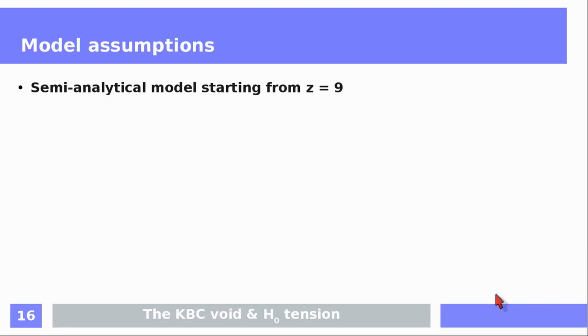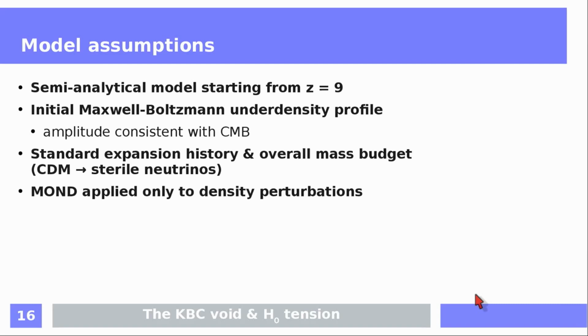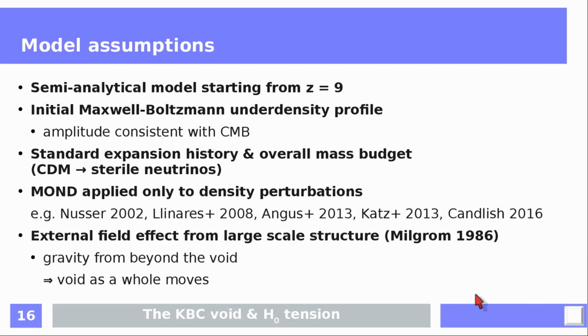So we set up now this cosmological MOND simulation, which involves the density contrast starting from redshift 9 up to present time, and motivated by the observation from Karachentsev, we assumed an initial Maxwell-Boltzmann under-density profile with an amplitude consistent with the CMB. As Indranil already explained, this model has a standard expansion history because of the overall mass budget, and following also other structure formation simulations in MOND, we applied MOND only to the density perturbations. And the void as a whole is moving because of the external field effect from large-scale structures beyond the void.